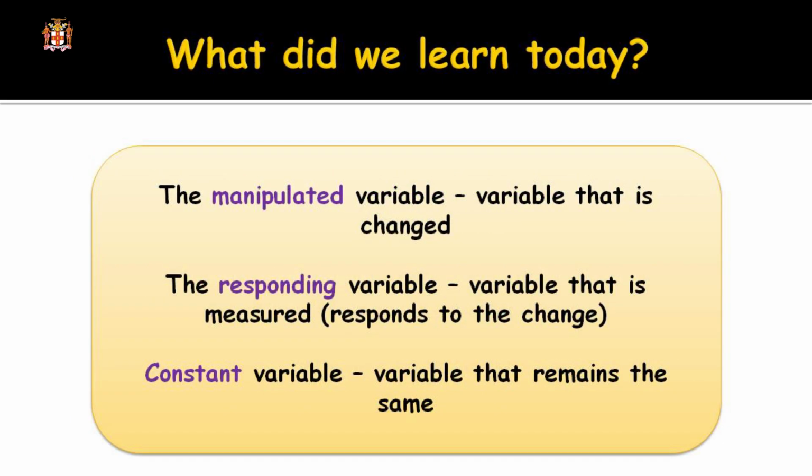What else did we learn? The manipulated variable is that variable that is changed, like in our investigation. The responding variable is that variable that we measure, which essentially responds to the change, yes? And the constant variable is that variable that we keep the same. So essentially, this represents our scientific investigation and how we conduct that investigation to answer the question posed by scientists.